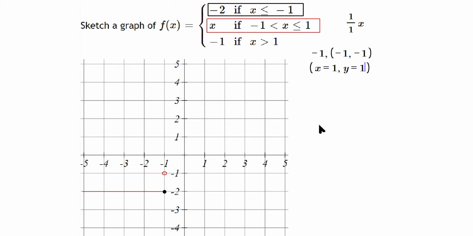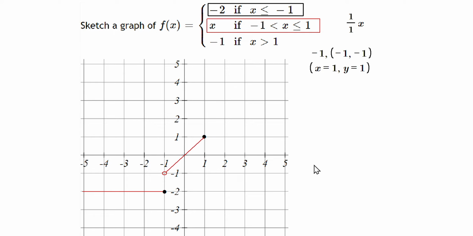Why is that the case? Because here this x plays the role of the y. Remember that the x is the output. So 1 goes in, 1 comes out. So you get the point 1 comma 1. So you're going to do the following then. At the point 1 comma 1, you have to put a solid dot like this. And then you connect the dots with a straight line segment. So it looks like the following right here. So that's the middle piece.